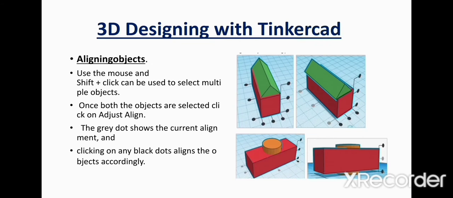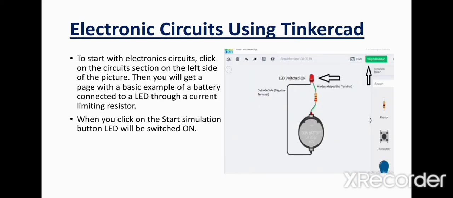Aligning different objects is very important to learn in TinkerCAD. For example, if you want to align these two houses together, then you have to click on these two objects simultaneously and you will see black dots appear on them. These black dots are actually responsible for alignment. When you click on any of these black dots from where you want to align, you will see the alignment clearly. This is all about creation of 3D designs.